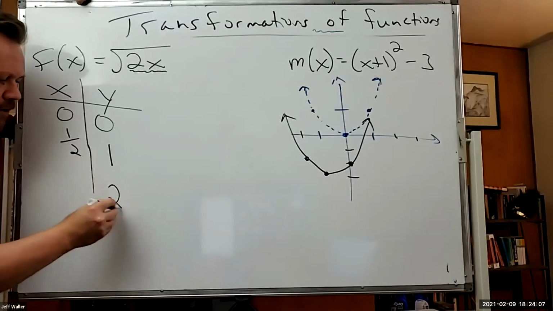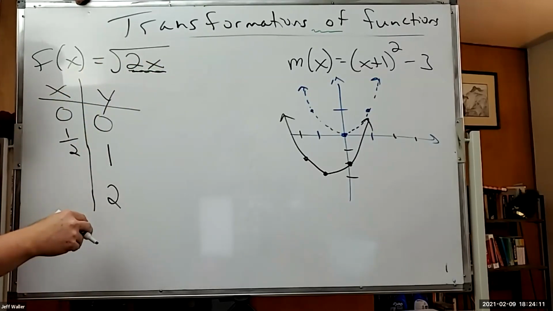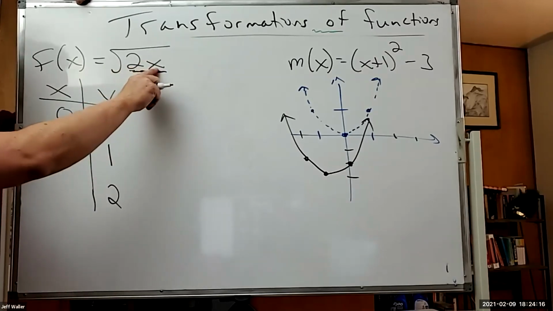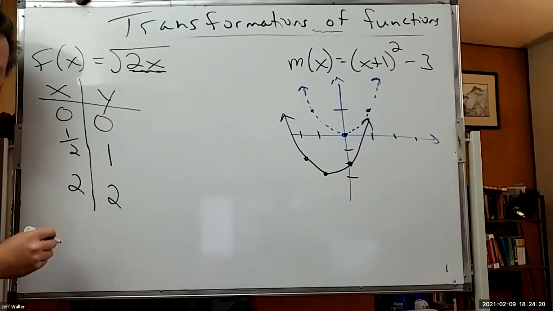Is everybody with me so far? What if I want a 2 out? What would I have to put in here to get a 2 out of this whole thing? A 2, right? Because then I would get a 4, and the square root of 4 is 2. Is everybody with me?